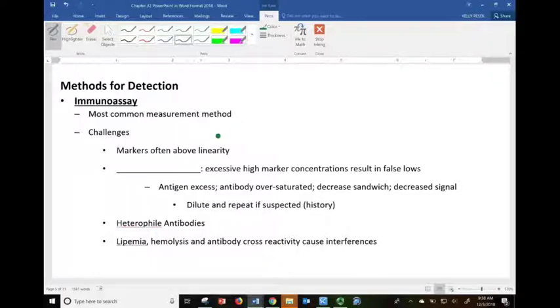Also, hook effect is another challenge, where excessively high marker concentrations will result in a falsely low result. And this is due to antigen excess or antibody oversaturation. So what happens is they can't make the sandwich and there's a decreased signal. Occasionally we can dilute and repeat if this is suspected, like if it's happened before, or we know this patient normally has a really high result and suddenly, mysteriously, it's very low, we would maybe think that this could be the case.